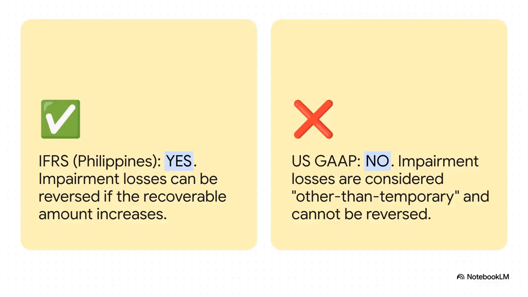And bam, here's a classic exam trap, so pay very close attention. Under IFRS, which is what we use in the Philippines, you can reverse an impairment loss if the investment's value bounces back. But under US GAAP, you cannot. They see it as a permanent write-down. Seriously, knowing this one little difference could easily be the single point that gets you over the passing mark.